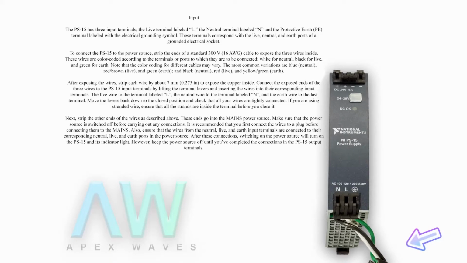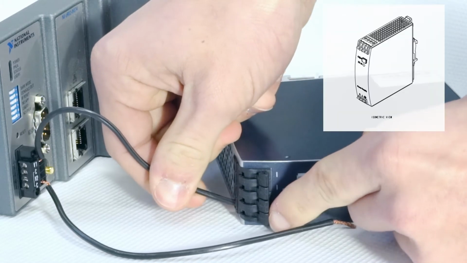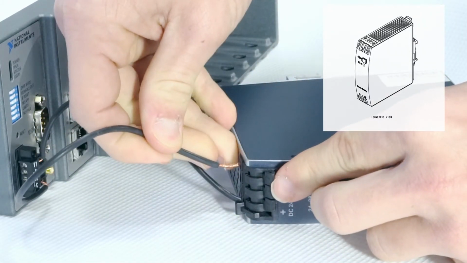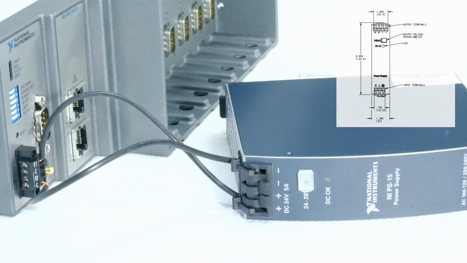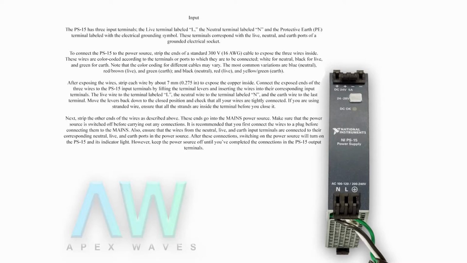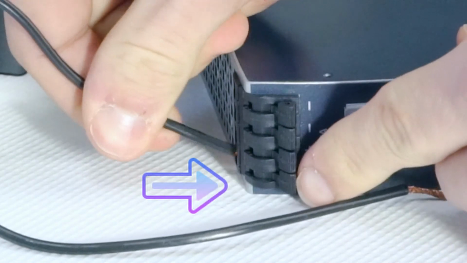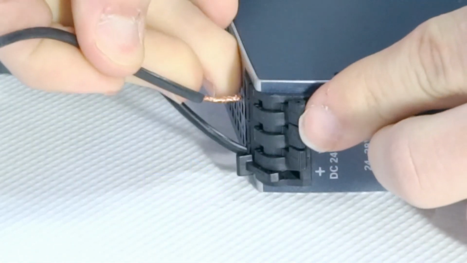These wires are color-coded according to the terminals or ports to which they are to be connected: white for neutral, black for live, and green for earth. Note that the color coding for different cables may vary. The most common variations are blue, neutral, brown, live, and green, earth; and black, neutral, red, live, and yellow-green, earth. After exposing the wires, strip each wire by about 7 mm, 0.275 in, to expose the copper inside.